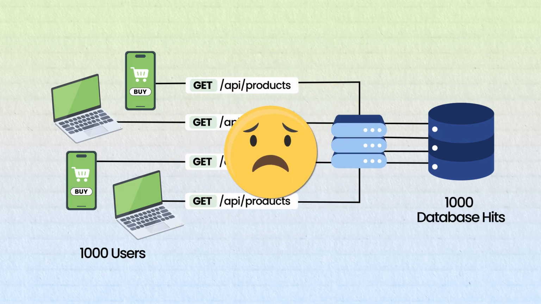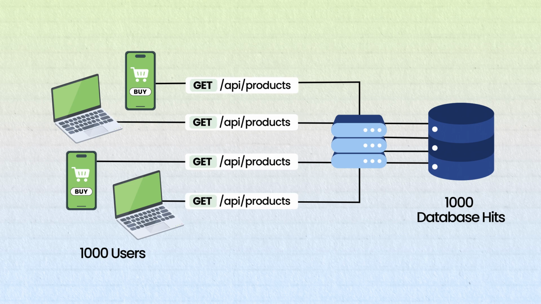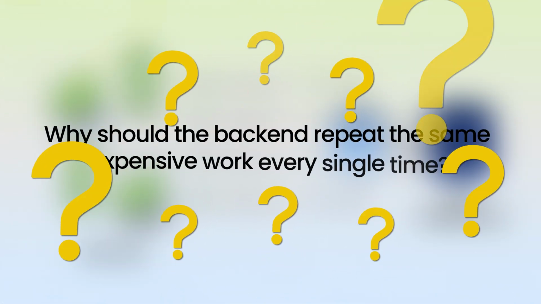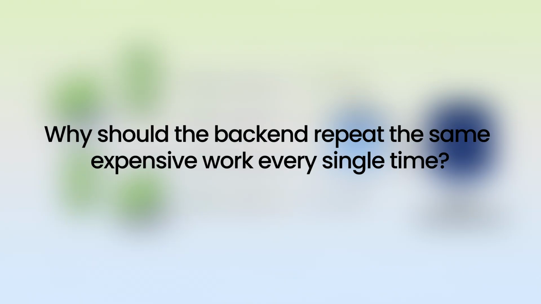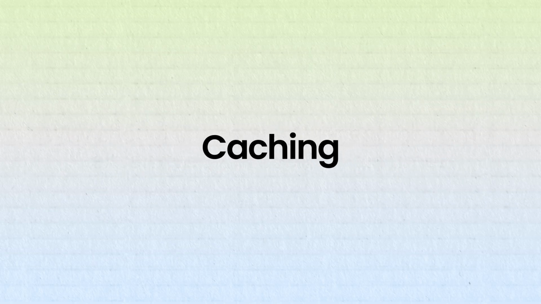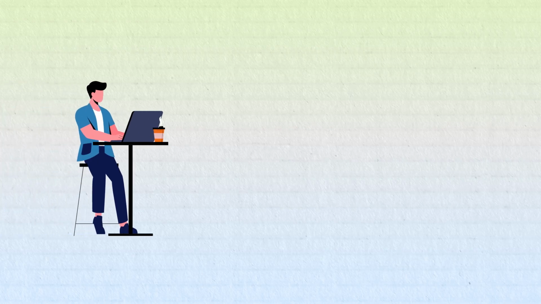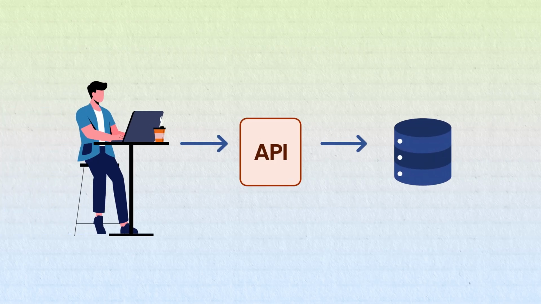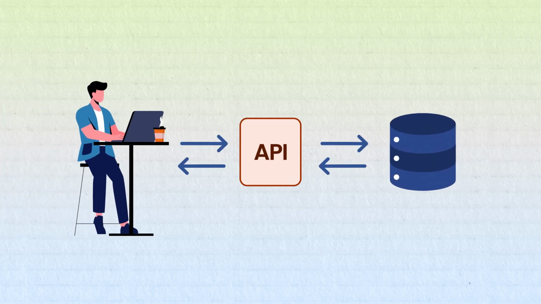That is a problem. Most of the requests are asking for the same data, so why should the backend repeat the same expensive work every single time? That's where caching comes in. A normal API request usually looks like this. The client calls the API, the API communicates with the database, and then it returns a response to the client.